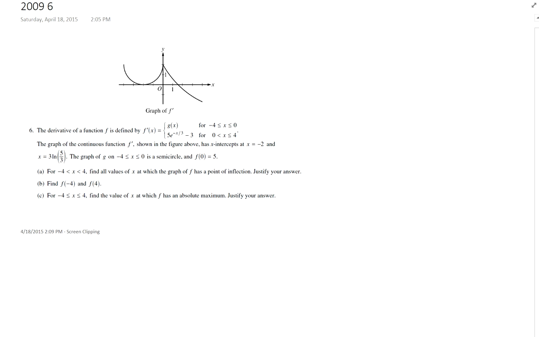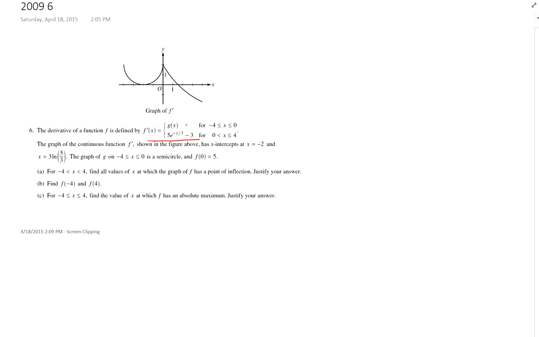Hey, 2009 number six. First thing is recognizing what it is you've got here. The derivative of function f is defined by this guy right here. I'll change colors. All right, okay. So this is f prime, this graph right here.